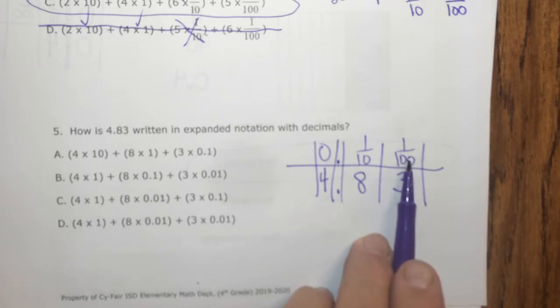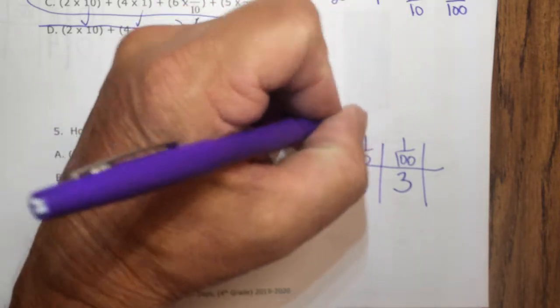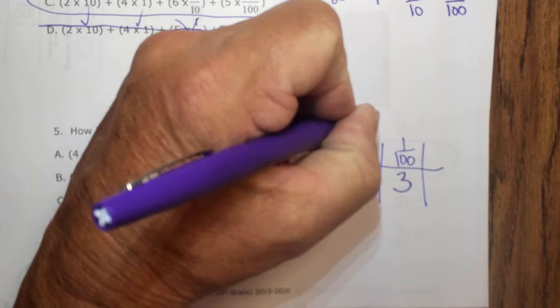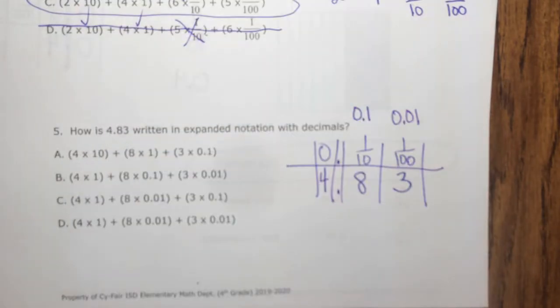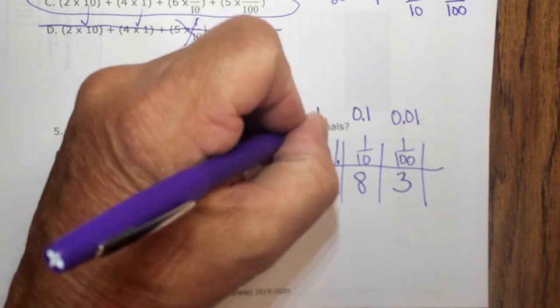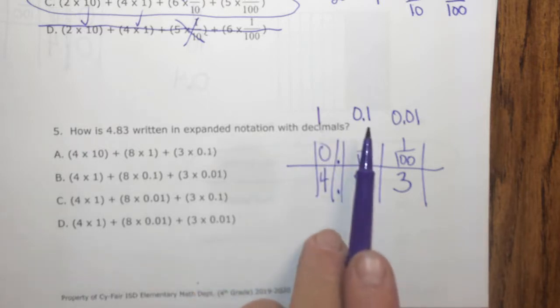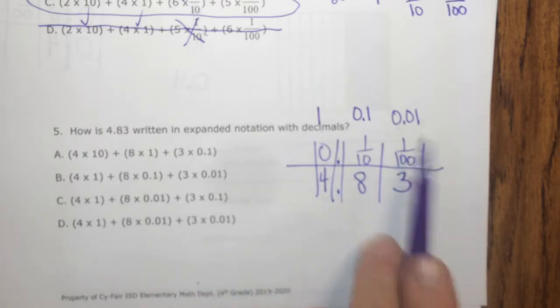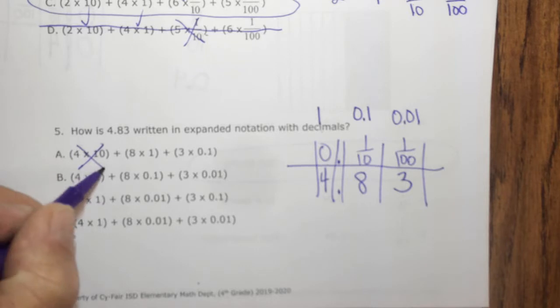Okay? But it said decimals. So I'm going to do a little trick for myself. Up above that fraction, I'm going to write what the decimal form is, so that I make sure they're multiplied by the right place value. Okay? I have the ones place, I have the tenths place, and I have the hundredths place. So I should see 4 times what on the first set of parentheses? 4 times 1. So that means A is wrong.